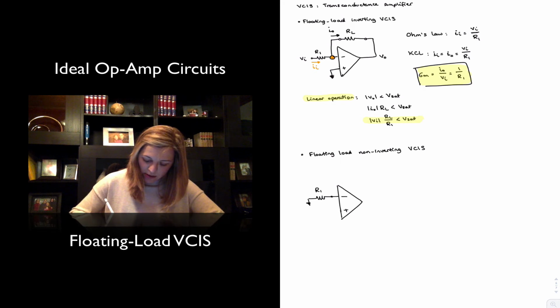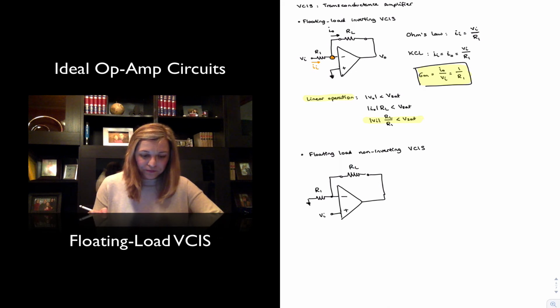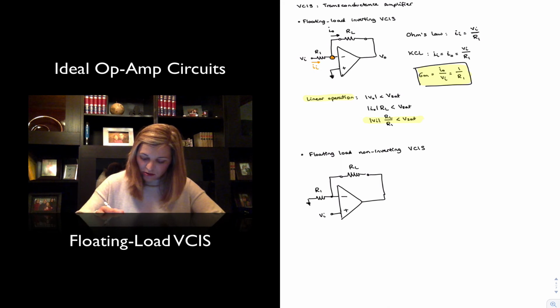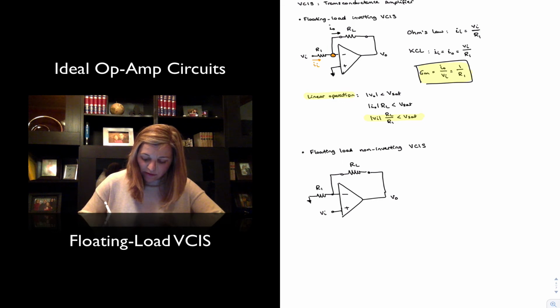R1 is still connected there. We still have our load RL between the output and the negative input terminal, so basically connected in the feedback path. And that is V in. And in this case, I have my current. This will be V out. My output current, I know that it's going to be flowing in that direction, I out.